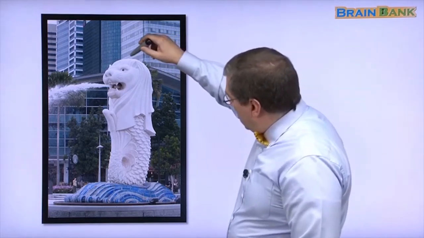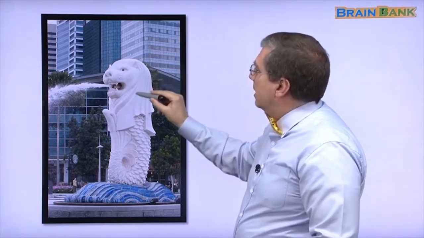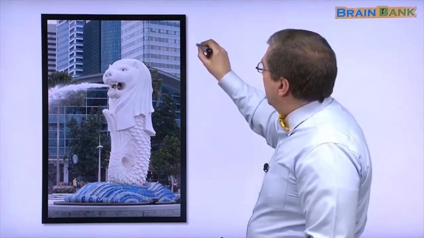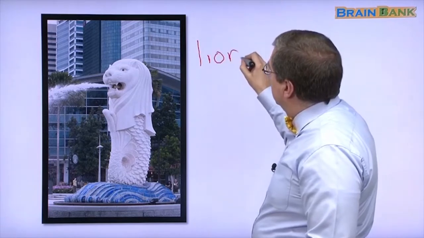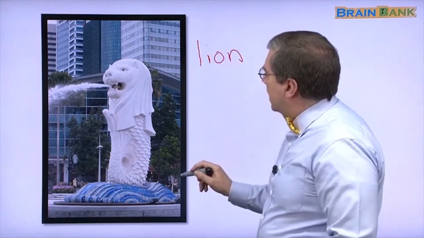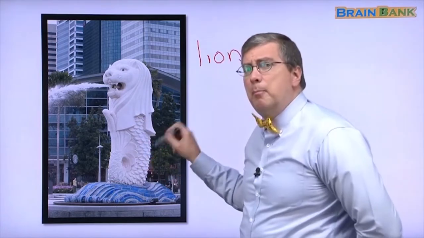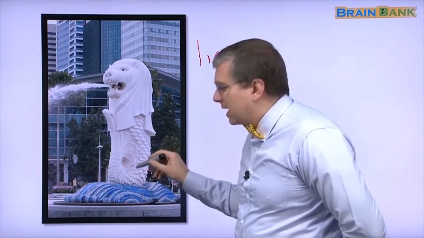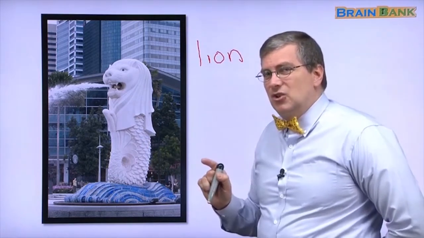It looks like an animal. This part we can recognize. We know this animal here. This, of course, looks like a lion. So it has a lion's head. It looks like a lion. Now this part is strange. What does this part look like? The bottom part looks like a fish, but a special kind of fish.